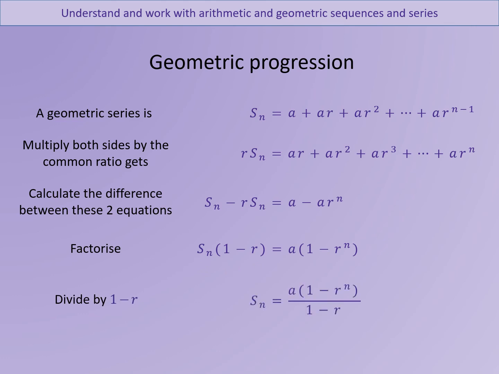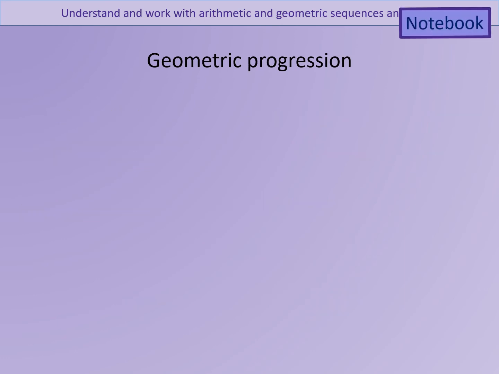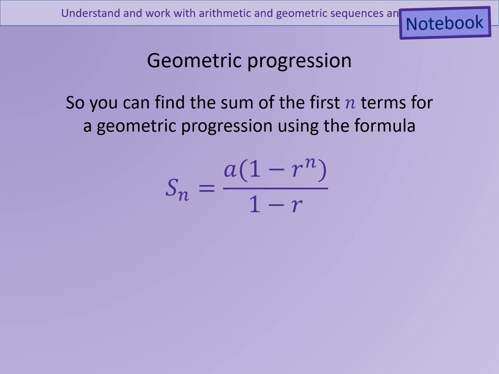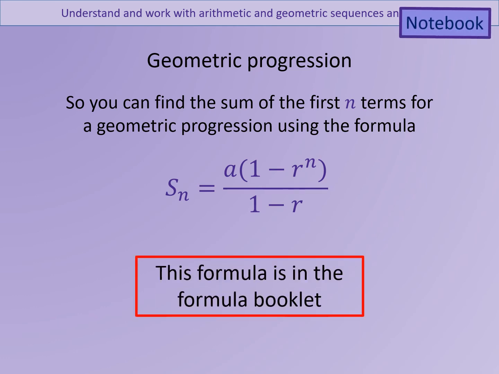Now, you don't need to be able to derive this, you are given it in the formula book. This is the sum of the first n terms of a geometric progression. So this formula here, Sn equals A bracket 1 minus R to the n over 1 minus R. This is given in the formula book, you don't need to memorise it, but you do need to be able to use it.